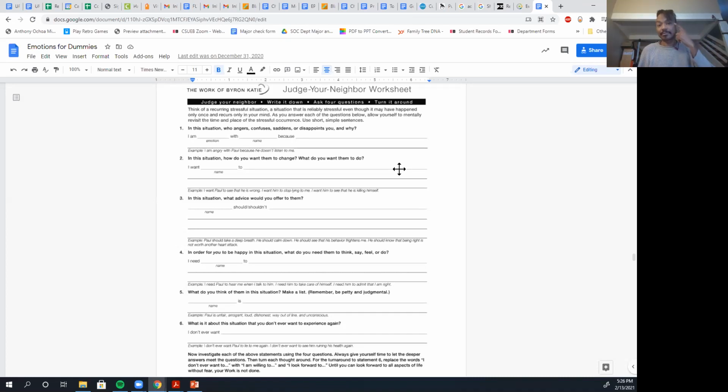Okay. So this worksheet, the way it works is, there are 6 questions here. Who angers, confuses, saddens, or disappoints you? How do you want them to change? What do you want them to do? What advice would you offer them? In order for you to be happy in this situation, what do you need them to think, say, feel, or do? What do you think of them in this situation? Make a list. Remember, be petty and judgmental. And then what is it about this situation you don't ever want to experience again?